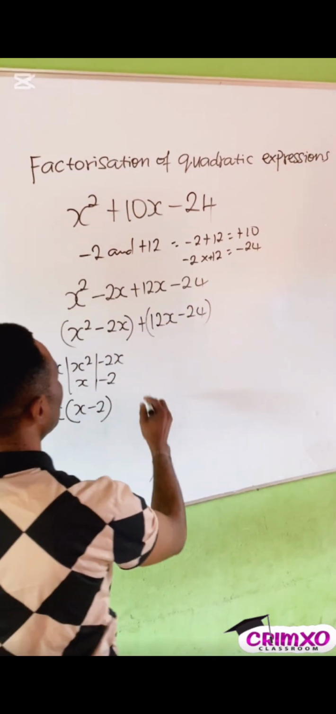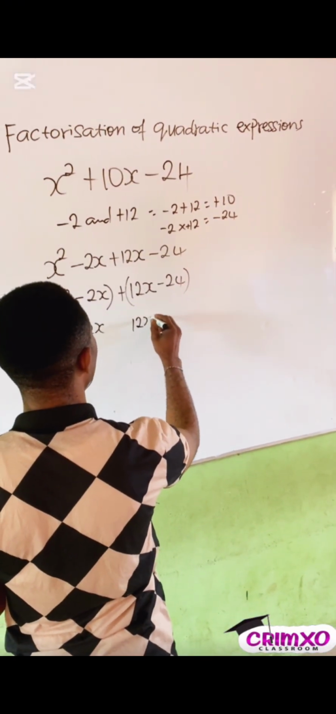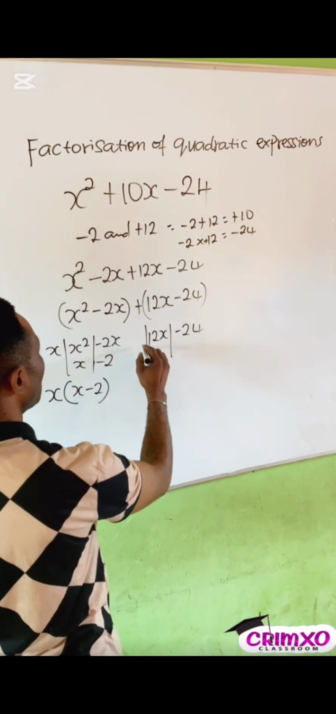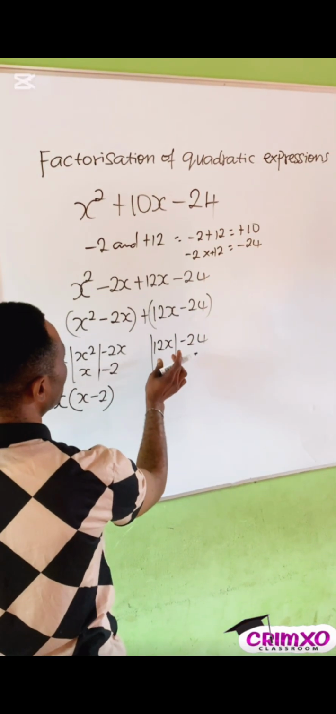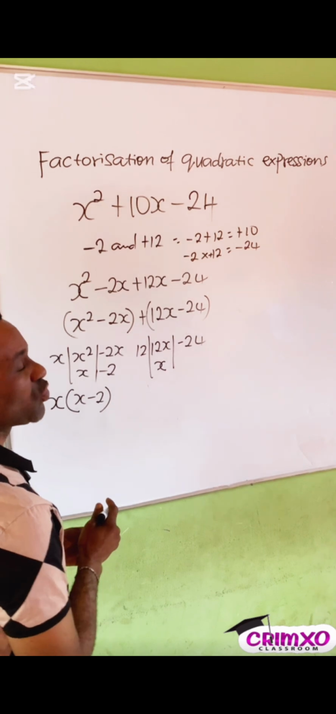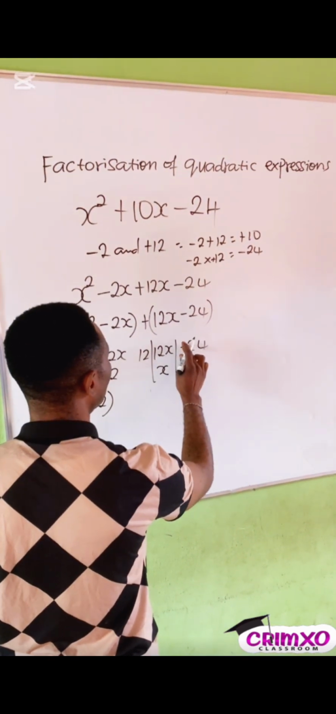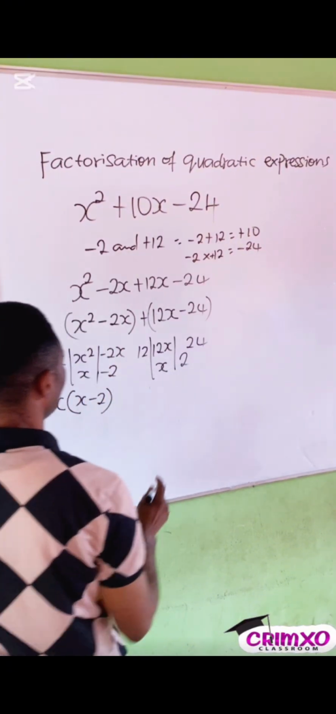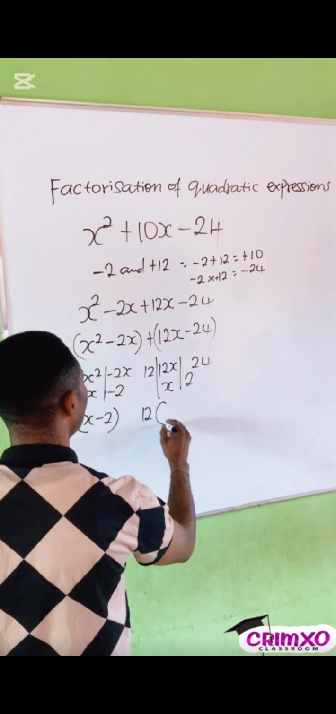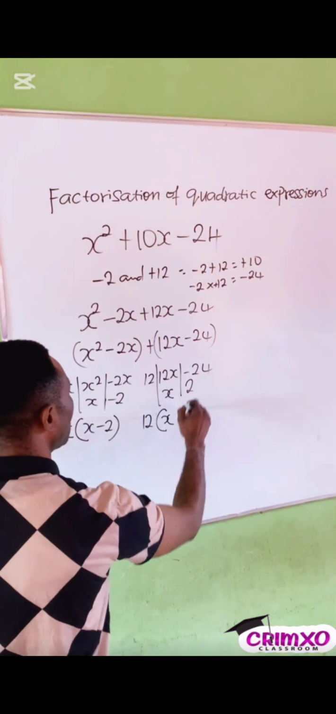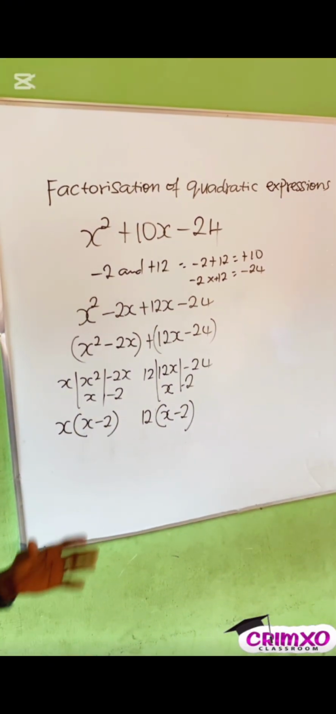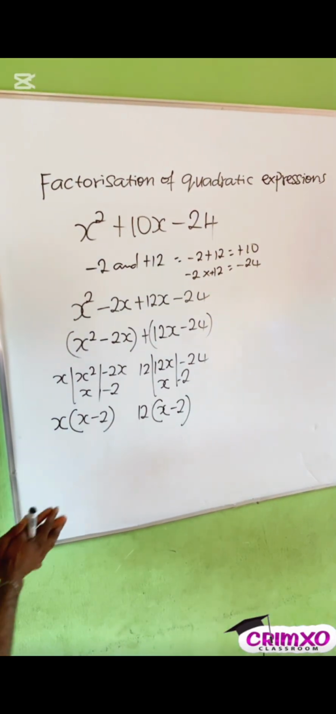So we do the same here. We have 12x and minus 24. Remember we have plus here. So we now have, what can go? 12. 12 divide here, we have x. And 12 divide minus 24 will give us 2. So what do we have here now? We have 12 bracket x minus 2, bracket close.